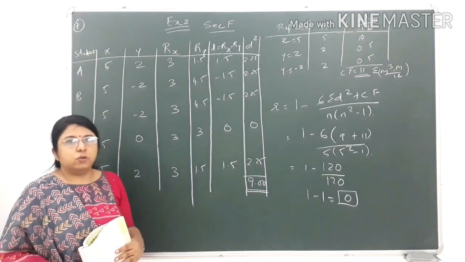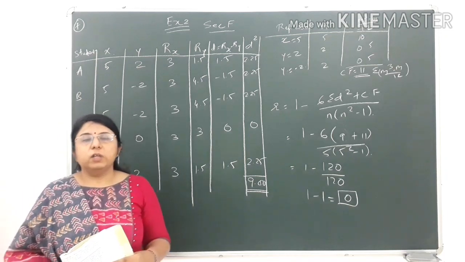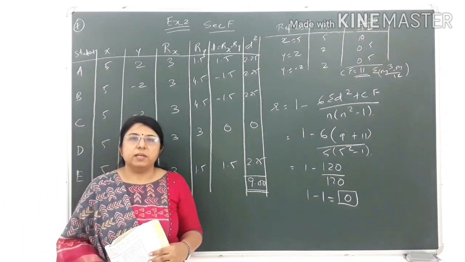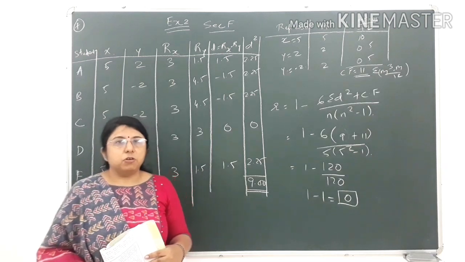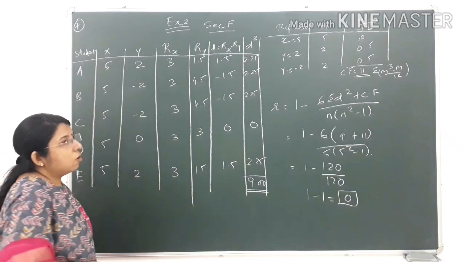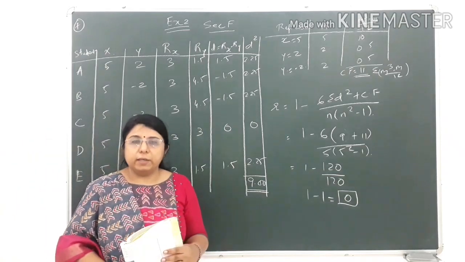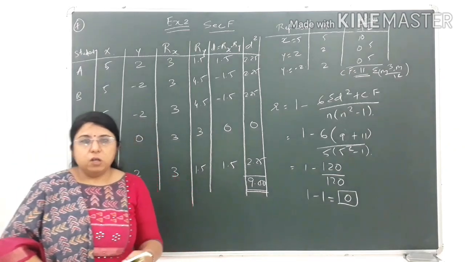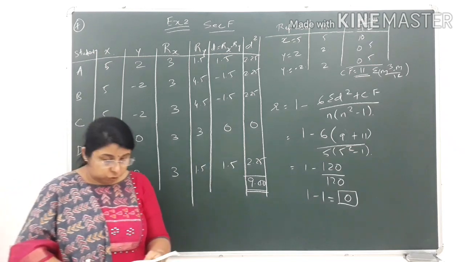In this video lecture, I am going to teach you some of the typical sums of exercise 2, in which section F I had chosen. We are going to do question number 7 of exercise 2, section F. So first of all, let us read the question.